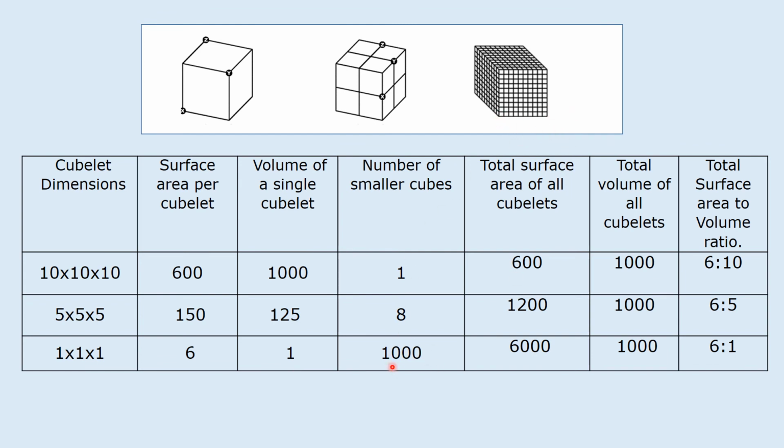Right, so that's 10 across each one. So the total surface area, sorry, it's going to be 6,000, 6 times 1,000. Total volume, of course, is the same. So you now have your ratio of 6 to 1.